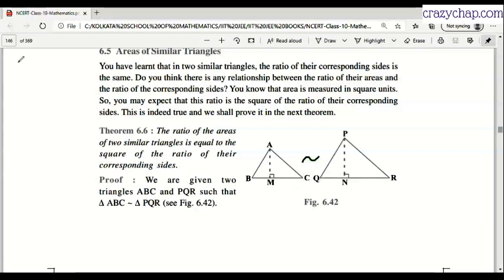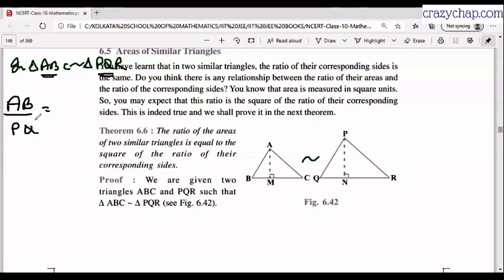If I say triangle ABC is similar to triangle PQR, then I mean that the ratio of side AB and PQ is equal to the ratio of side BC and QR, which is equal to the ratio of side AC and PR. These three side ratios will be equal.